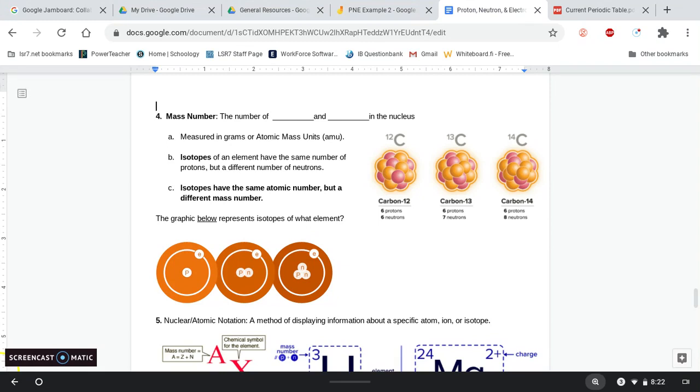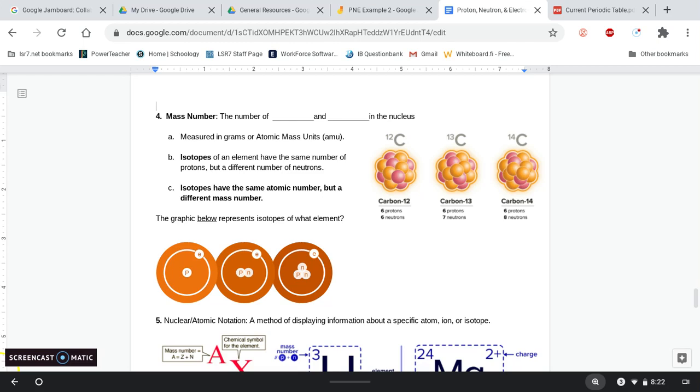Okay, so an isotope's another fancy word. So we had the word atom. That's going to be an element without a charge. Then we have the ion. So those are going to be charged particles. So they have plus ones or minus twos or whatever. And now this new word, isotope.